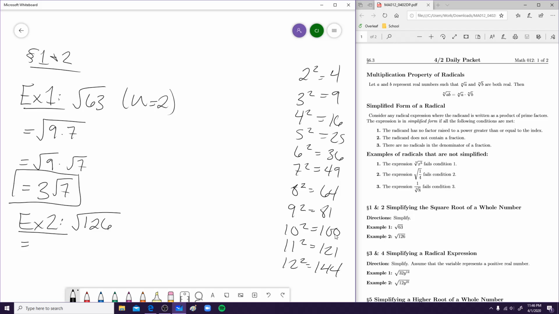126 divided by 100 is not an integer. 126 divided by 81 is also not an integer. When we look at 64, it also doesn't go into 126 perfectly. Then we look at 49, no. 36, no. 25, no.